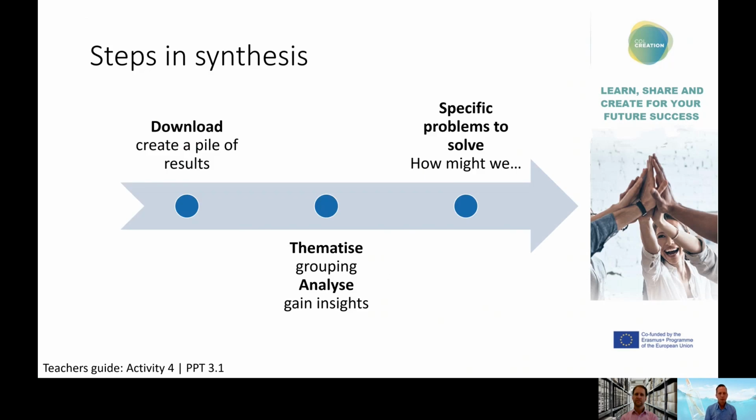To define the real and specific problem, we follow 3 steps. The first step is download all the information, create a pile of results, and thematize and analyze all the information by grouping and gain insights. The third step is specify the problem. What is the real problem? And there's a specific method for how might we. We're going to create the specific problem before we can go further to solve the problem with solutions.